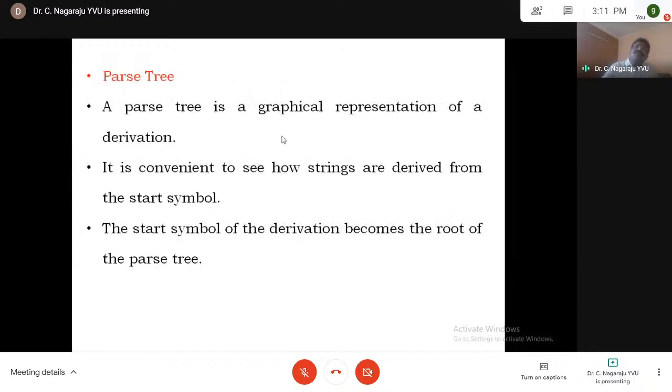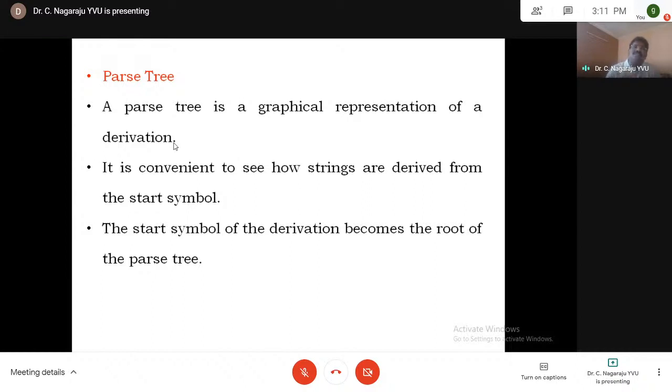With the help of this context-free grammar, we can construct the parse tree for verifying the syntactical structure. So what do I mean by a parse tree? A parse tree is a graphical representation of a derivation. That means generally we have studied trees and graphs in data structures.